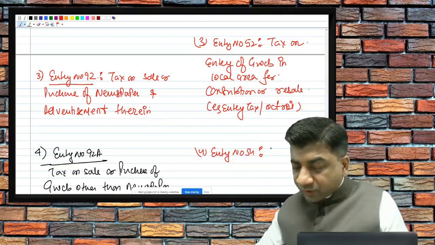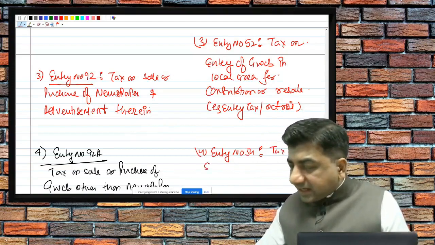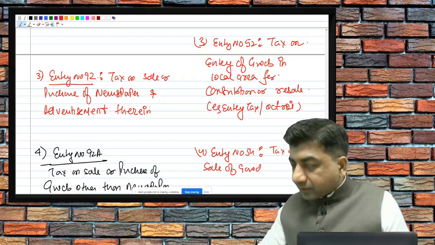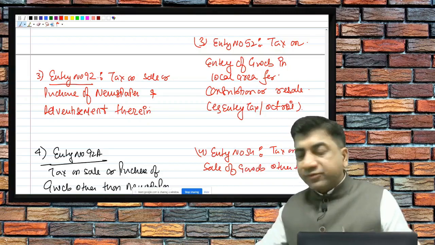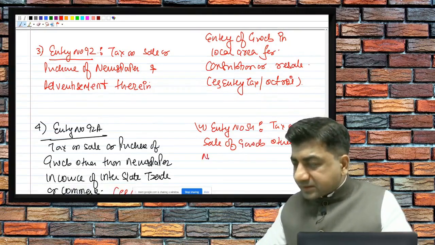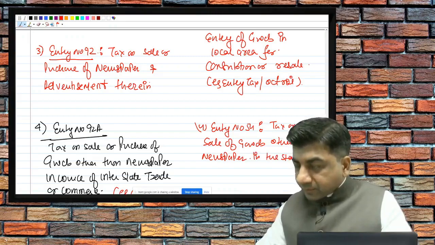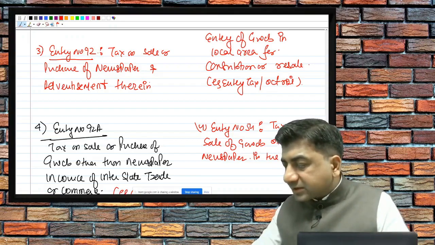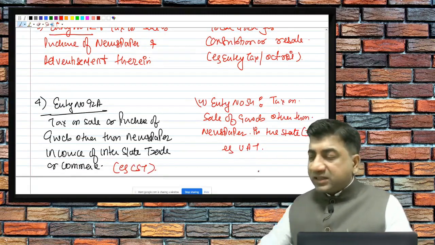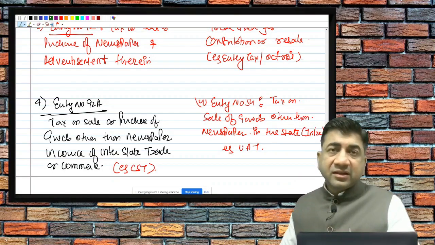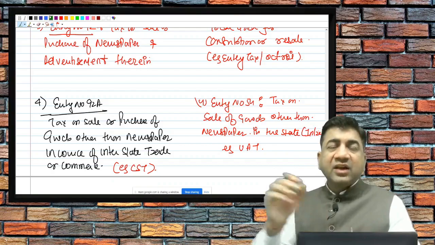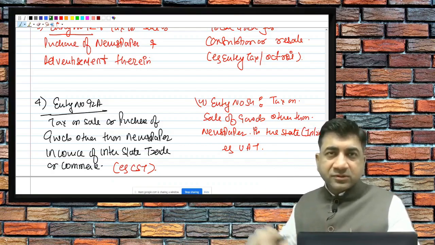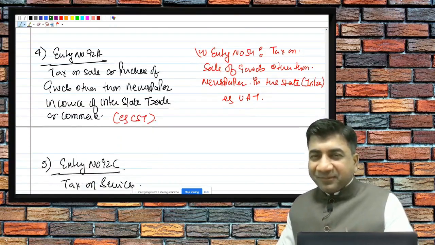So entry number 54 says tax on sale of goods other than newspapers, because newspaper was with the central government. Tax on sale of goods other than newspaper in the state. Intrastate you can call it. On this basis, my dear friends, VAT was levied. Now you can understand for yourselves how much of a mess was spread.